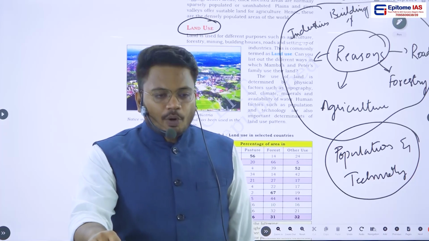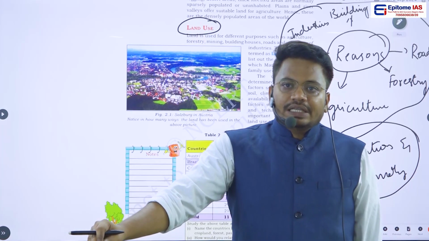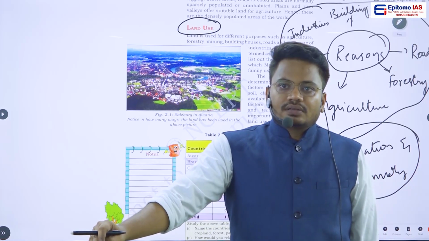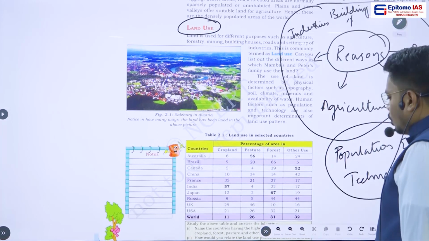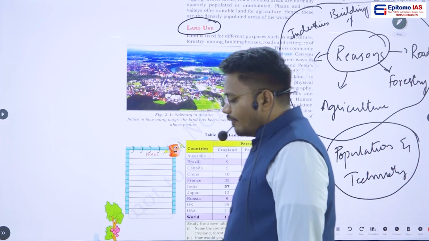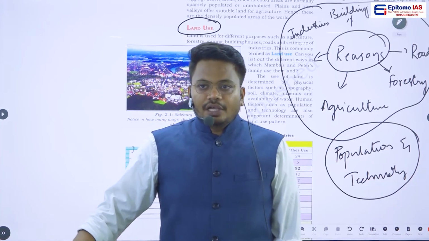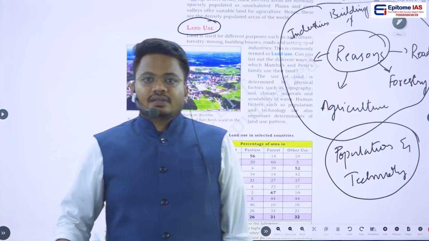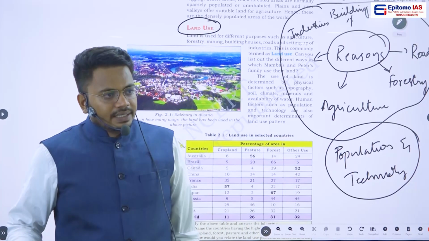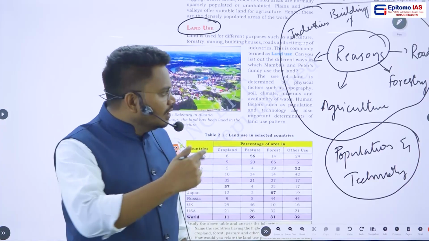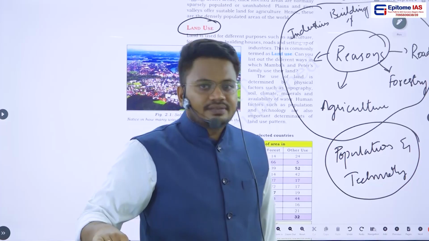Are you getting my point? The point here is what we should understand: usage of the land depends upon factors like topography, climatic conditions, availability of water, and availability of minerals. And the land which we are using can be categorized with respect to the agendas of the people. One, they might be using it for agriculture, for forestry, and for construction of industries as well.